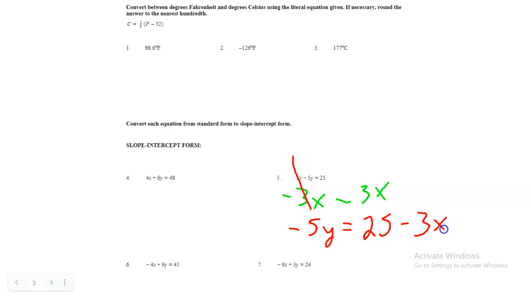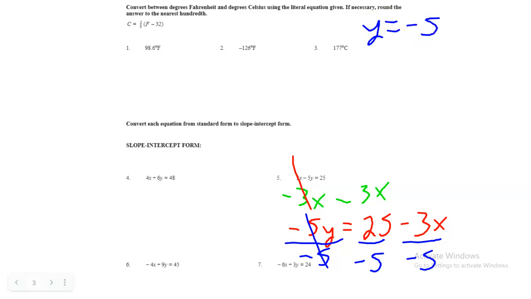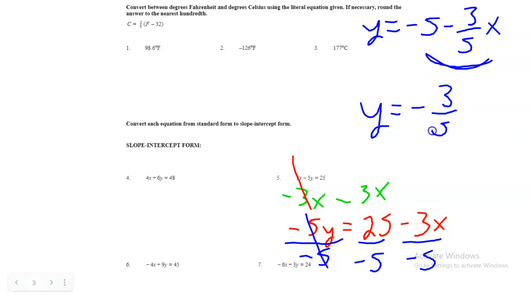Okay. The next thing I'm going to do is I want to get that y all by itself. So I'm going to divide both sides by negative 5. When I do that, I got to divide everything by negative 5. So those cancel out. So I'm left with y is equal to 25 divided by negative 5 is negative 5, and minus 3/5 x. Okay. Now I'm just going to rearrange those two. So I get y is equal to negative 3 over 5x minus 5.